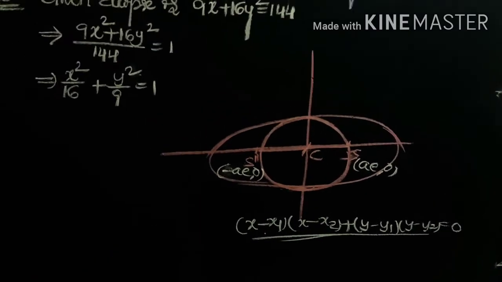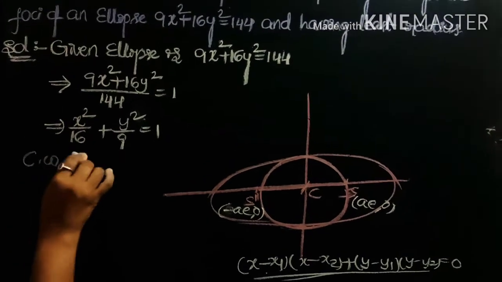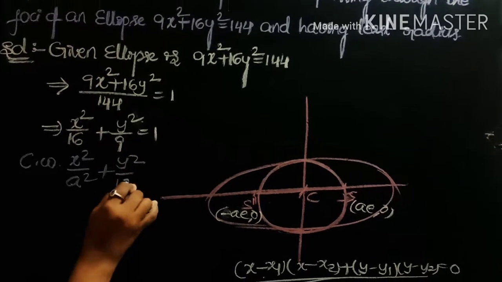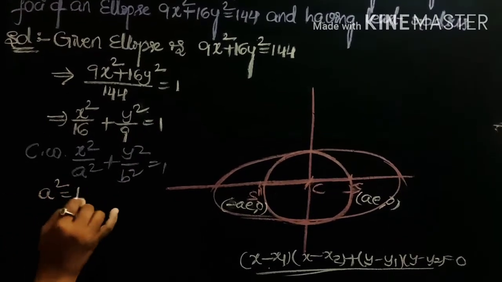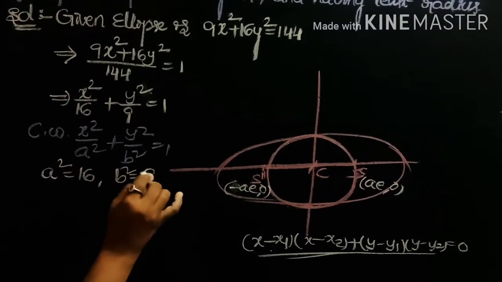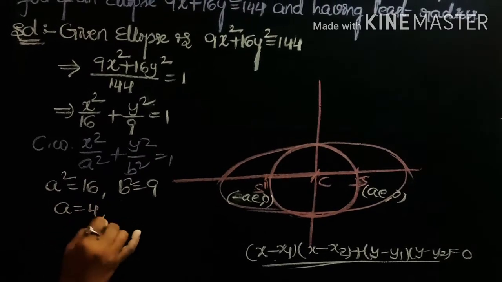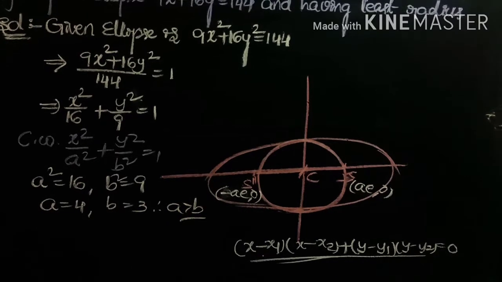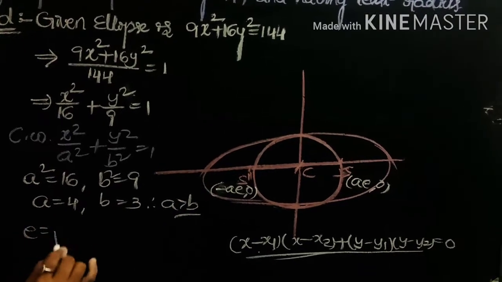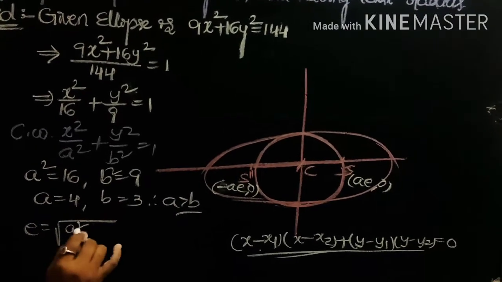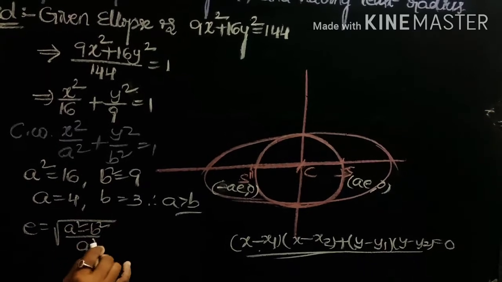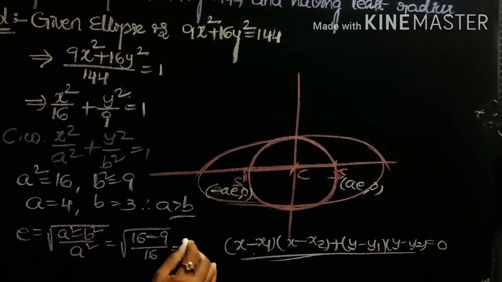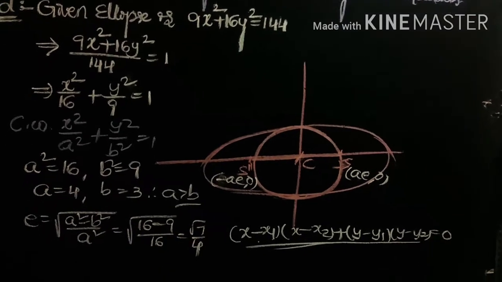So first when we compare this equation with x square by a square plus y square by b square is equals to 1, then the values of a comma b are a square is equals to 16, b square is equals to 9, then the value of a is equals to 4, b is equals to 3. Therefore a greater than b. Now eccentricity E is equals to, the formula is square root of a square minus b square by a square. That is 16 minus 9 by 16, which is equals to root 7 by 4.